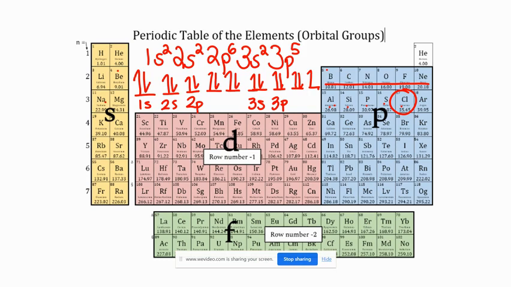I'm lost. Why did you not put one in that orbital? Because I have only 5 to place. So I placed 1, 2, 3, 4, 5. I see. Good? All right.